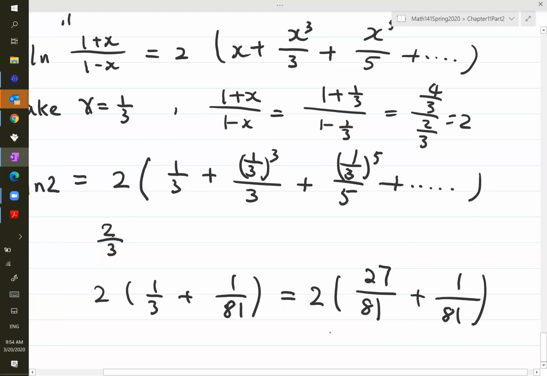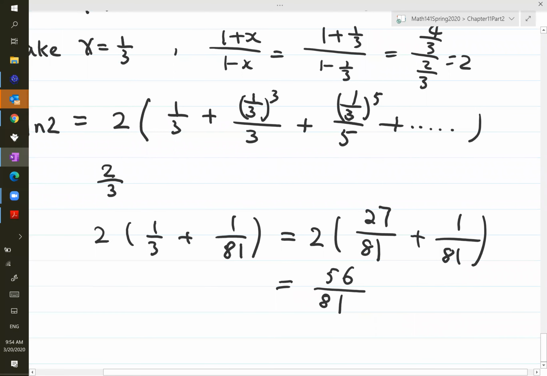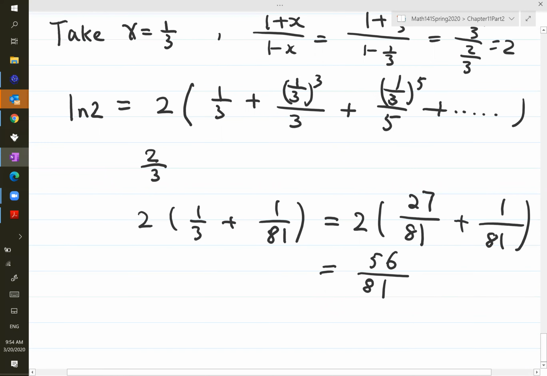So this is 56 over 81. Actually, using just the second term, it turns out this approximation is already good enough. If you have more terms, it becomes better and better. So this is actually a quicker way to compute ln 2 by hand.